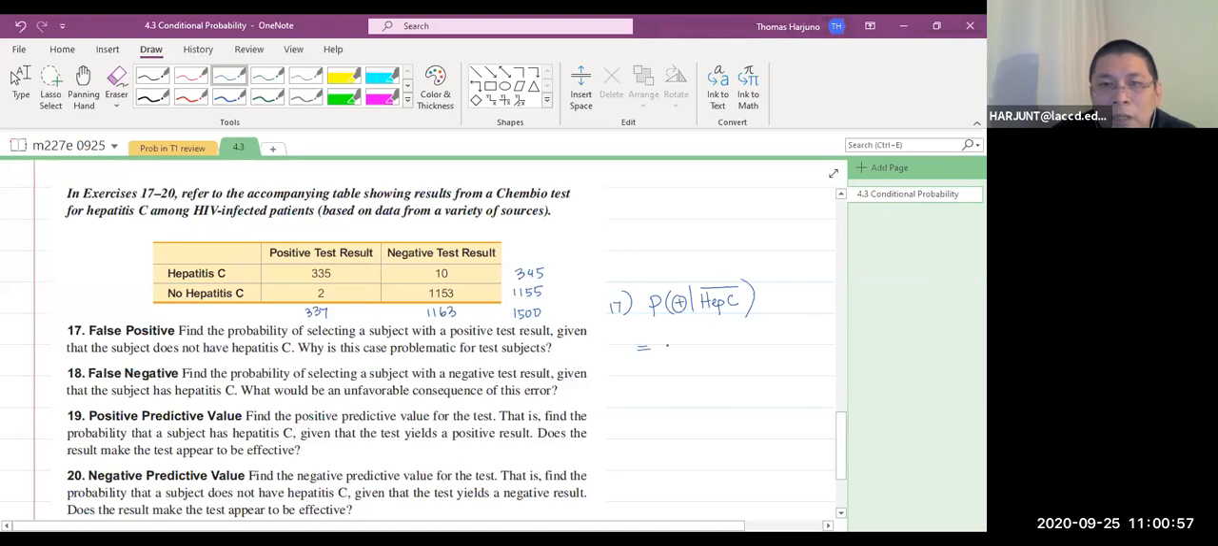Now in this case, how many people are without hepatitis C? Without hepatitis C is 1,155. Am I recording this yet? Okay, and of those people not having hepatitis C, how many of them tested positive?